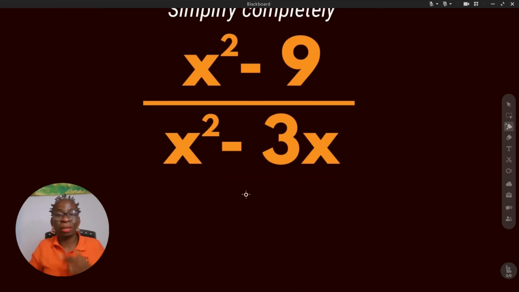Now let's take a look at the numerator. We have x squared minus 9. Since we are having a square here, let's express 9 in terms of a square too. 9 is a perfect square, so we will have x squared minus 3 squared.